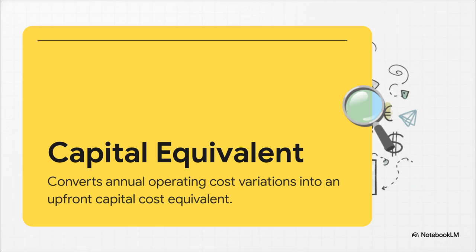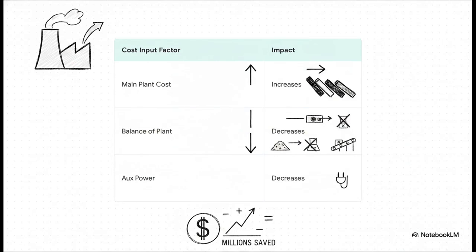You literally just add this equivalent number to your base capital cost. The result? You get the true total evaluated cost of that alternative. It lets us compare highly complex technologies right on day one, totally apples to apples. Let's see how this actually plays out in the real world.